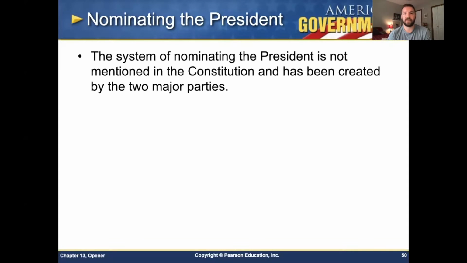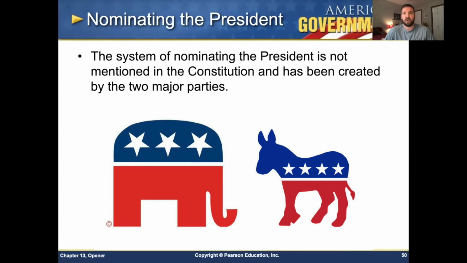Nominating the president. The system of nominating the president is not mentioned in the Constitution, which is weird when you think about how important the president is. There is no mechanism or guidelines or anything in the Constitution for how to nominate a presidential candidate. It's been basically created by the two major parties. So that's part of the reason why we even have the two-party system as we know it, because they've built up a lot of power in delivering us presidential candidates throughout the years.